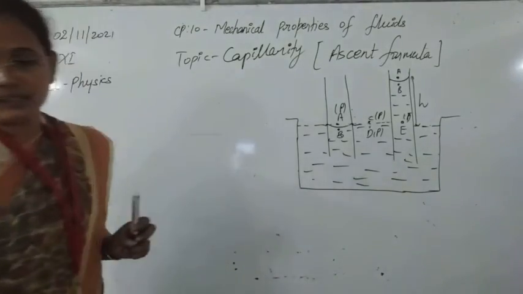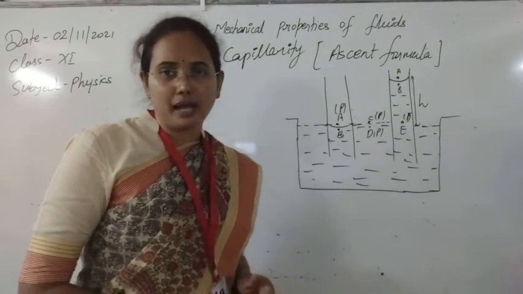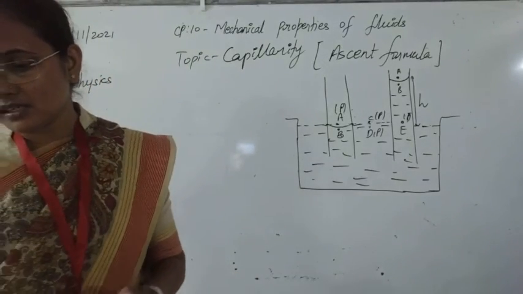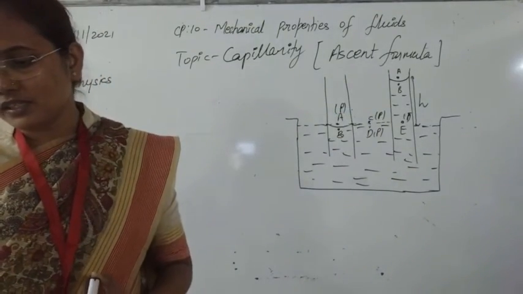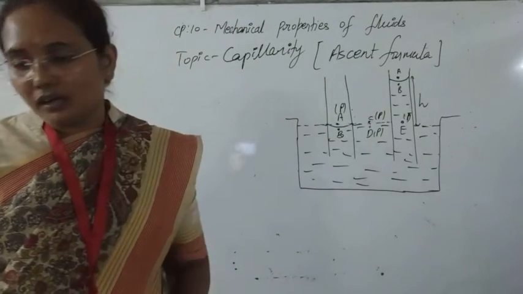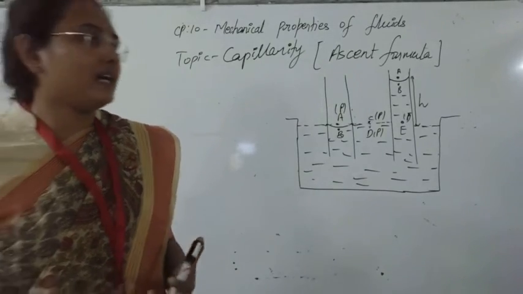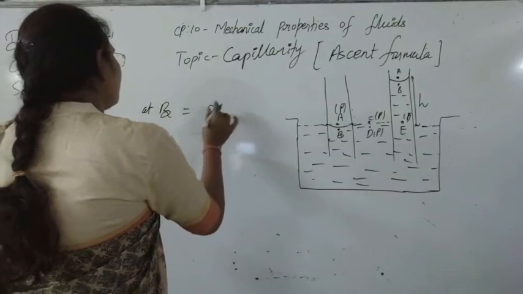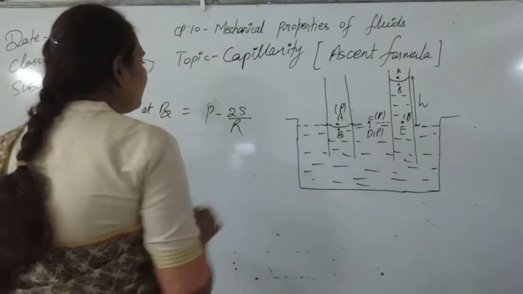So here I think this is clear. As this meniscus is curved, it will have a radius. So capital R is the radius of curvature of the liquid meniscus. P is the atmospheric pressure that is present here, and S is the surface tension of the liquid. So the pressure at point A will obviously be P. Now the pressure at point B, below the liquid meniscus, will be P minus 2S upon R.